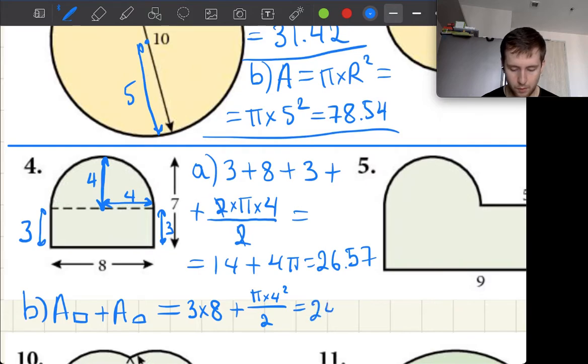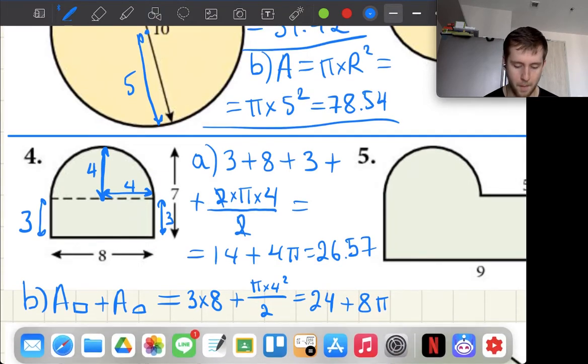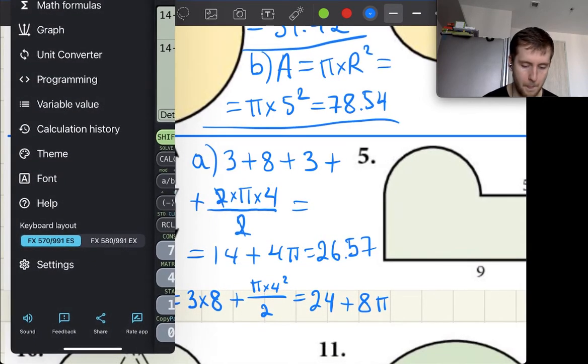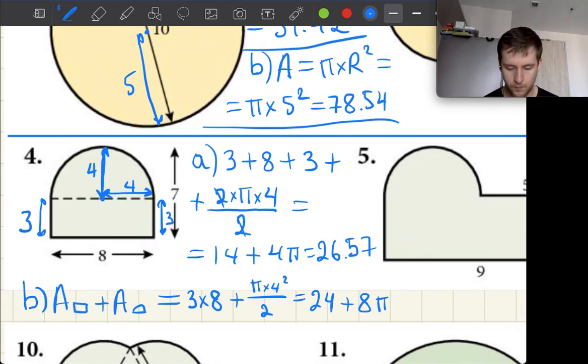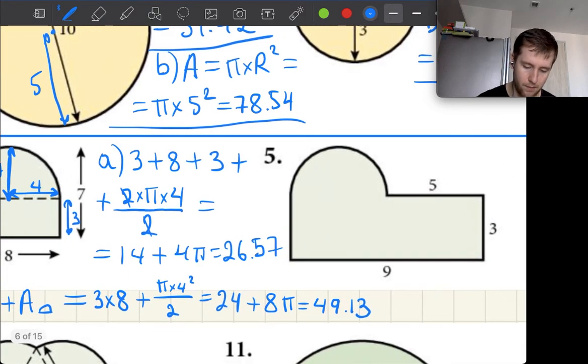So that's going to be 24 plus, so 4 squared is 16. So 16 pi divided by 2 is 8 pi. 24 plus 8 pi is 49.13. That's 49.13. And at this point, I feel like we are kind of running out of space.